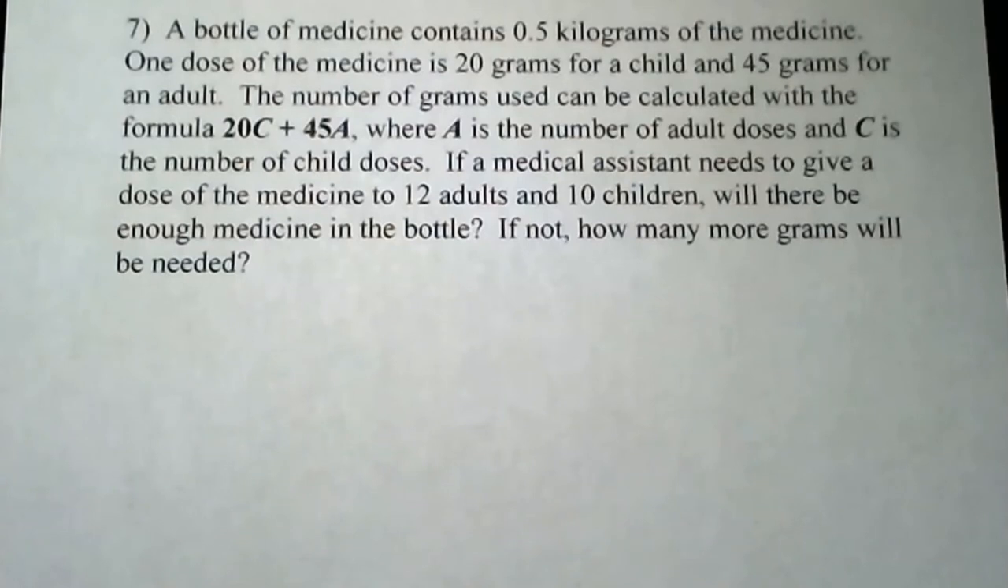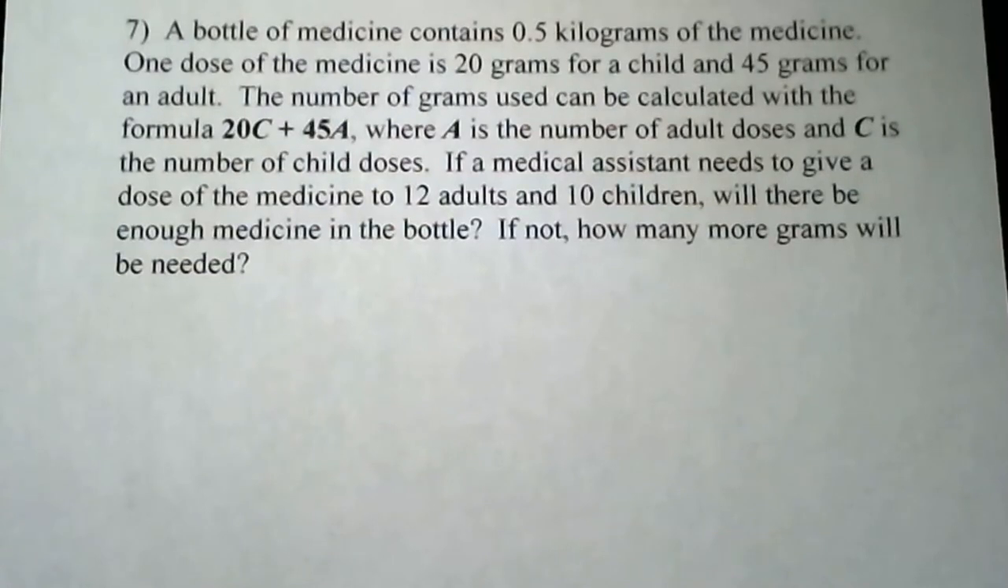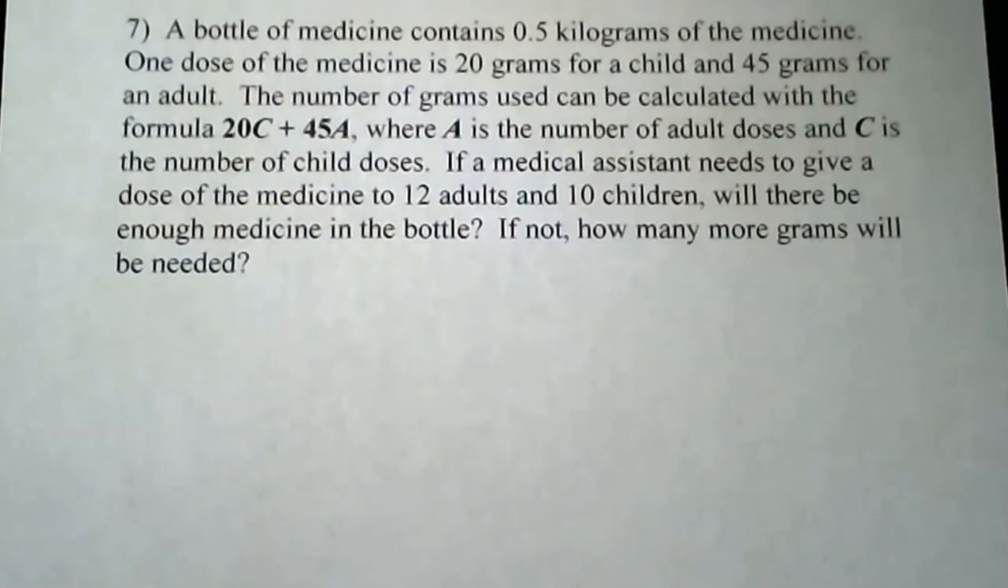Number 7 is a little bit more complicated, so let's take a look. It says a bottle of medicine contains 0.5 kilograms of the medicine. One dose of the medicine is 20 grams for a child and 45 grams for an adult. The number of grams used can be calculated with the formula 20C plus 45A, where A is the number of adult doses and C is the number of child doses. If a medical assistant needs to give a dose of the medicine to 12 adults and 10 children, will there be enough medicine in the bottle? And if not, how many more grams will be needed?